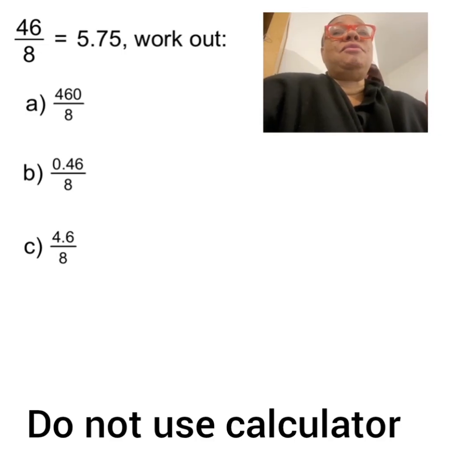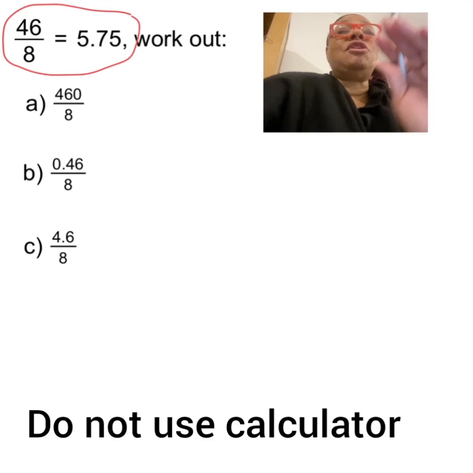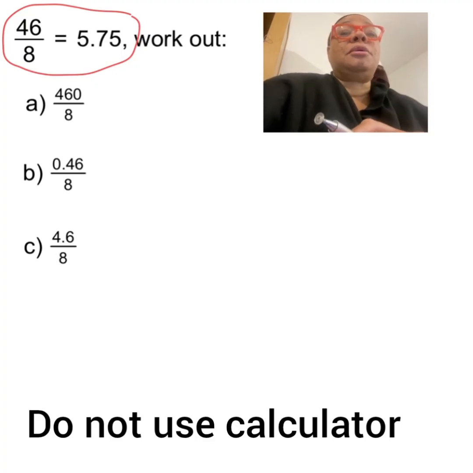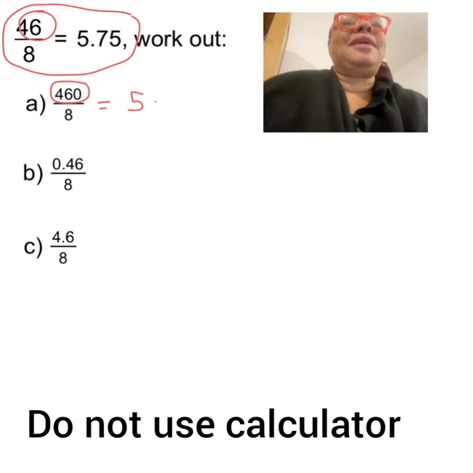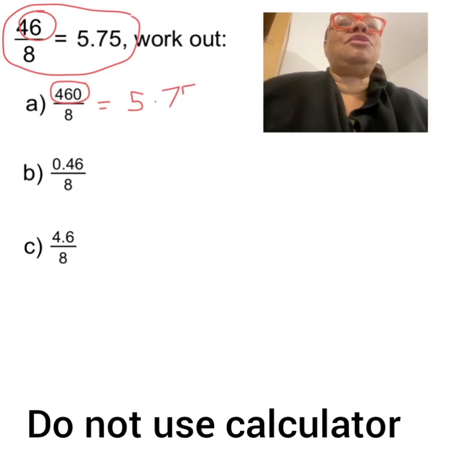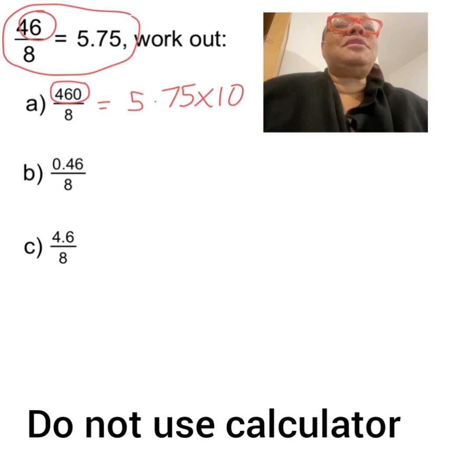So we start with the original calculation of 46 divided by 8 is 5.75. Now if you look at A, the only thing that has changed in all of these tasks is the numerator. So in A, you've got 460, which is 10 times bigger than 46. So our answer is going to be 10 times bigger. When the numerator becomes bigger, the answer becomes bigger, and in this case it's going to become bigger by 10. And when the numerator becomes smaller, the answer becomes smaller. Okay, so 5.75 times 10 is 57.5. So that is our answer for A.